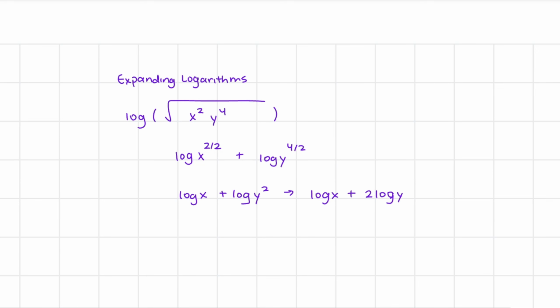What if you had log of 3x squared y to the power of 7 all over the square root of x to the power of 4 y to the power of 2? This may look tricky, but we're still going to separate this using addition and subtraction. The numerator will be separated by addition because it's being multiplied, but the denominator will be separated by subtraction because it's doing the dividing.